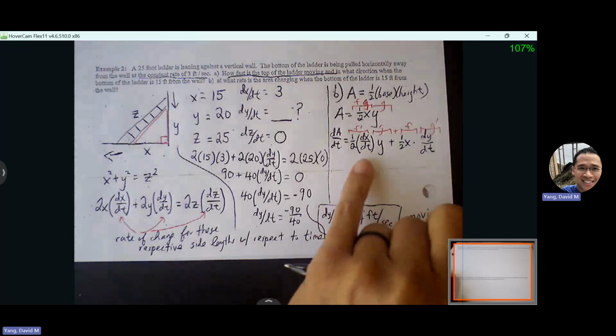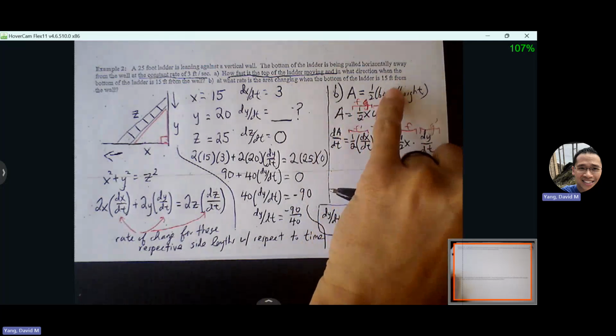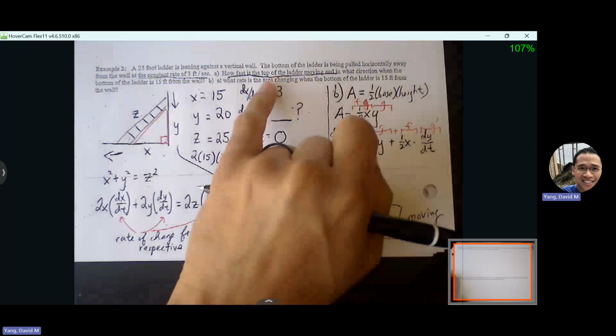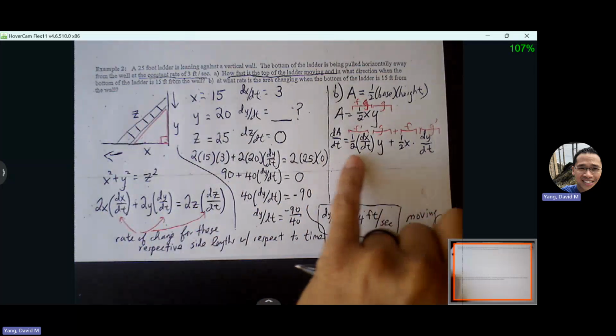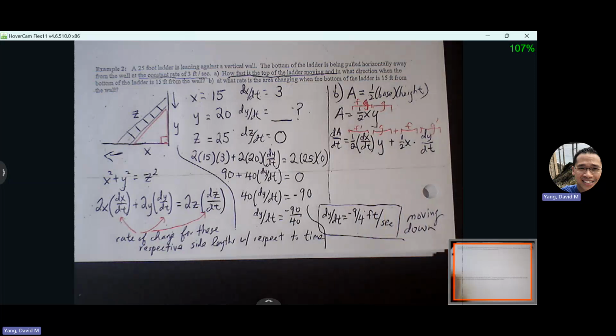All right, this is the same moment in time, 15 feet from the wall. So all the data that we gathered from part A is relevant. So we can just plug all that in and then use our calculator to get a numeric answer. Okay, try that.